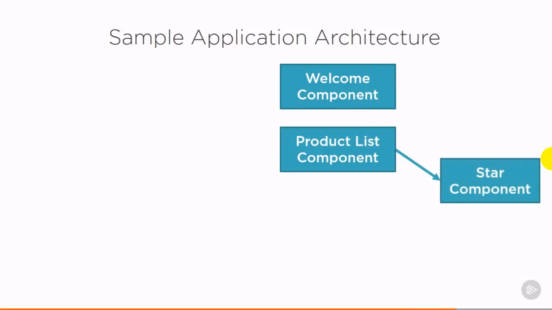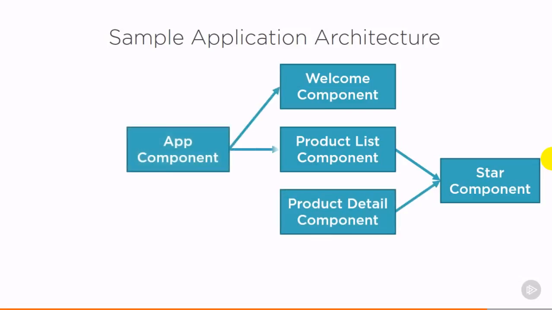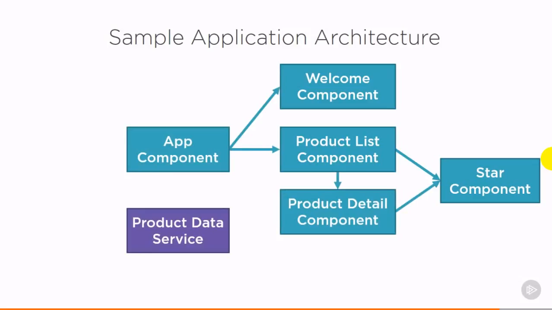Clicking on a product in the product list page displayed the product detail. We'll build a component for that as well, and reuse the star component. Then we need an app component that ties our application pieces together. And our application gets data, so we'll want a product data service. Lastly, we need the obligatory index.html file. We'll build the basics of each of these pieces and learn how to organize them into Angular modules as we journey through this course.